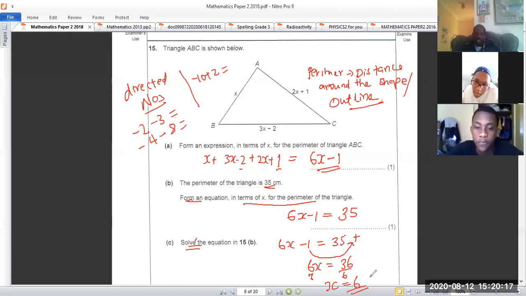Yes, you're flowing. Right, perfect. So what is the answer here? What will be the answer for this one? -2 minus 3 is -5.